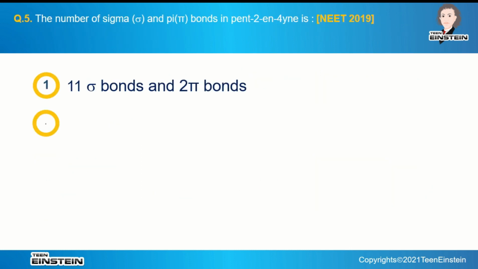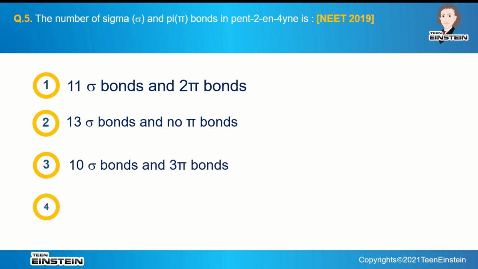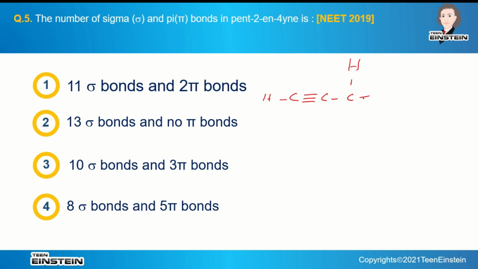Let's move on to the fifth question. The number of sigma and pi bonds in pent-2-ene-4-yne is. So first let us draw the structure of pent-2-ene-4-yne. The structure is CH triple bond C, CH double bond CH, CH3. Now you can easily answer the given statement accordingly.